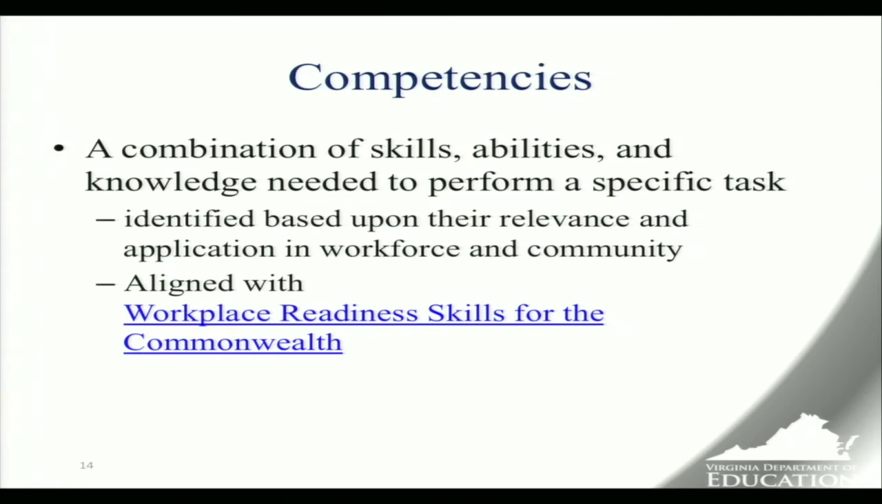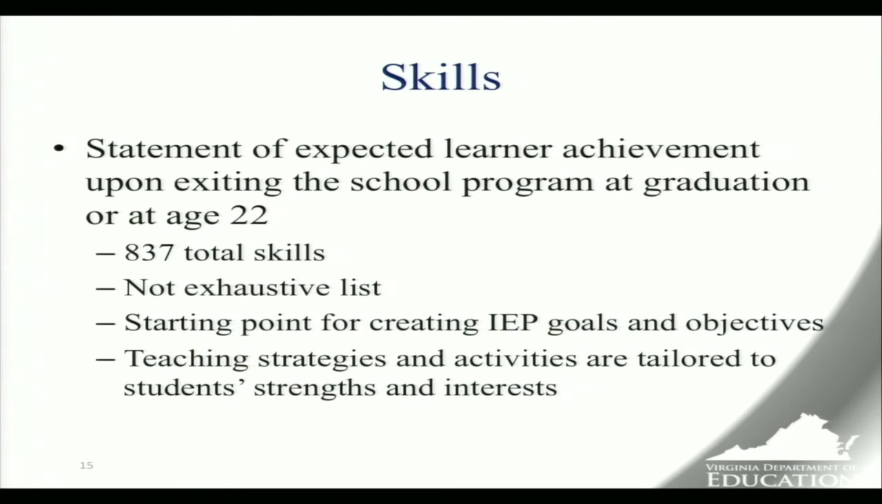In the process of developing the curriculum map, competencies were developed and identified based on their relevance and application within the workforce and community. The competencies in the curriculum map have been aligned with the 21 workplace readiness skills for the Commonwealth. The 21 workplace readiness skills are skills that have been identified by employers from across the state as being the most important skills needed to get and maintain employment. You can access the 21 workplace readiness skills by clicking the link in this presentation or within the guide section of the curriculum map.